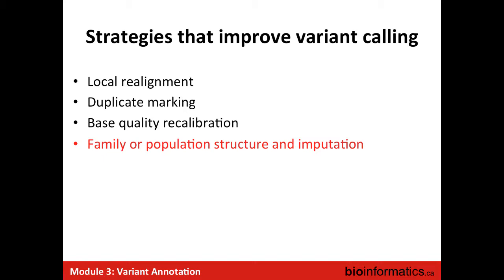Another interesting thing to improve variant calling is to use a family or population structure to improve the calling. This especially is important if you don't have extremely high coverage. Instead of calling the variants separately in the samples, you might actually want to call variants using the information that you have on the pedigree or on the population.